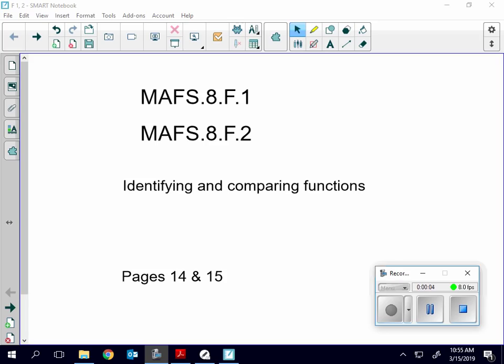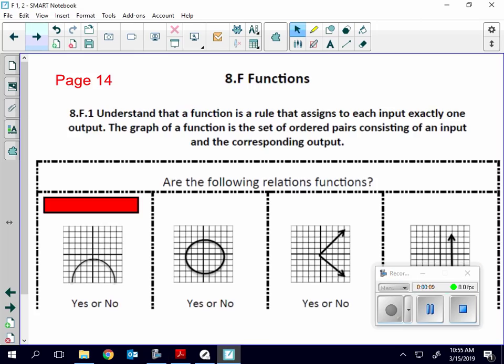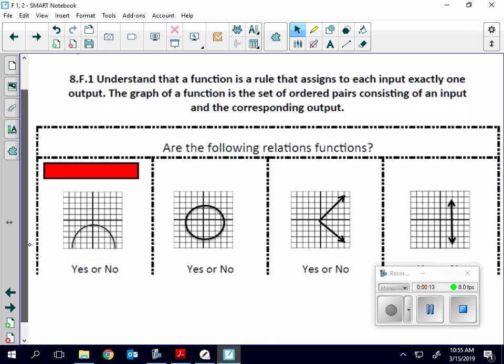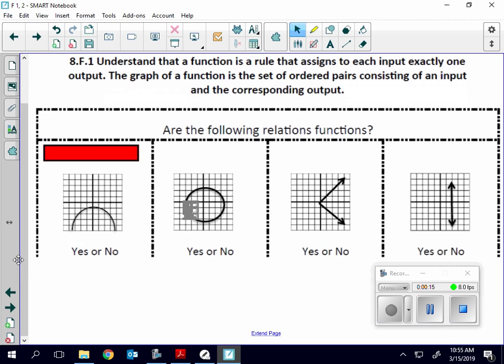Now we're on functions. Standard F.F1 and 2 for functions. We're on page 14. We're determining if these relations are functions. And for the graphs, of course, we're going to use the vertical line test. Remember, if I write it here, you're going to write it. So if I reveal it to you, that is something I want you to write down.